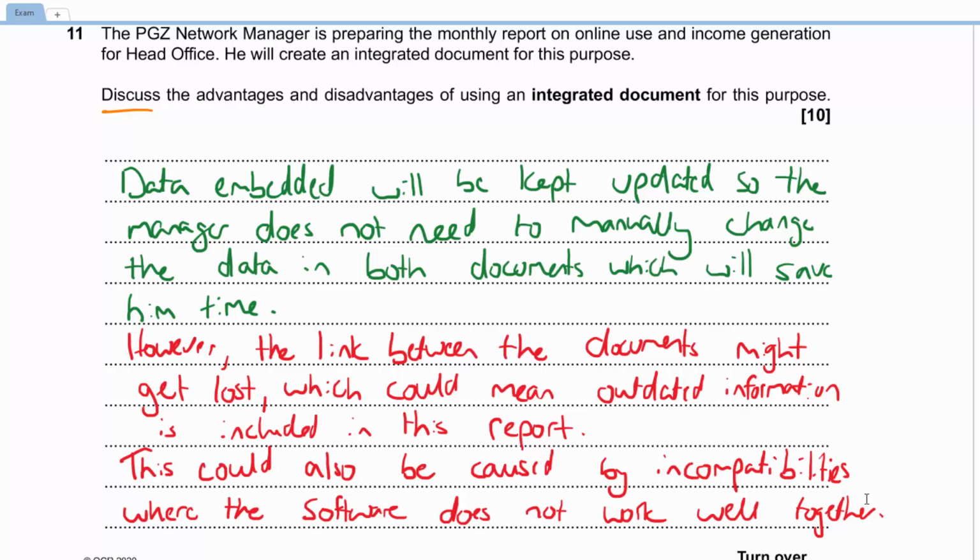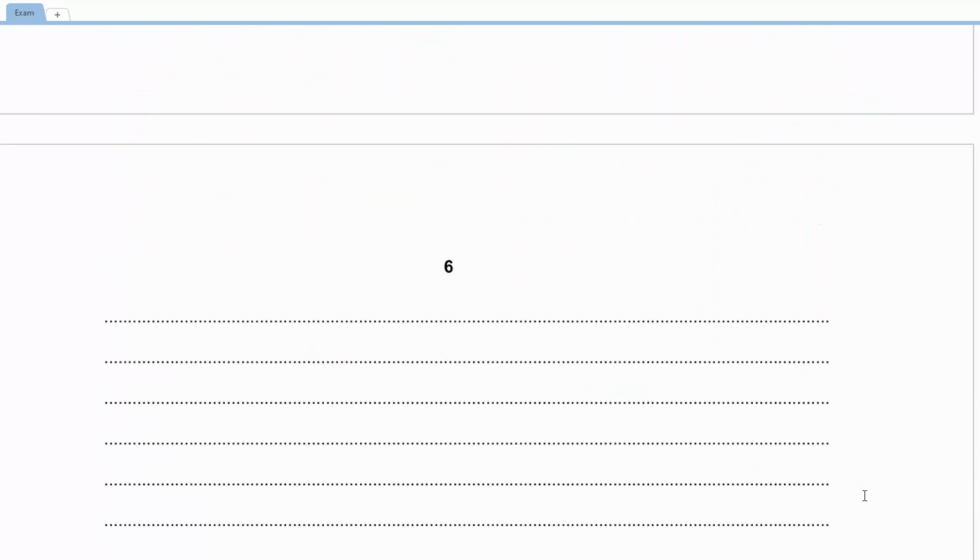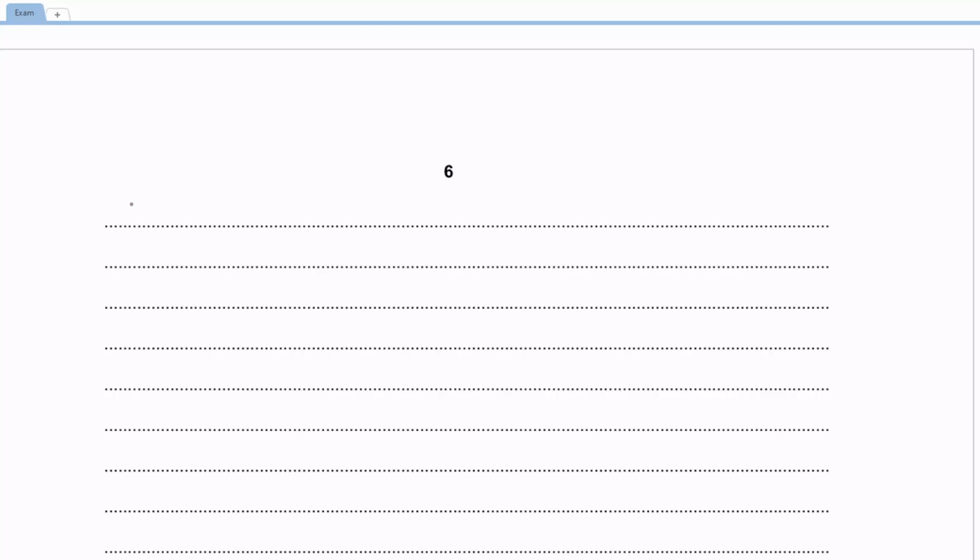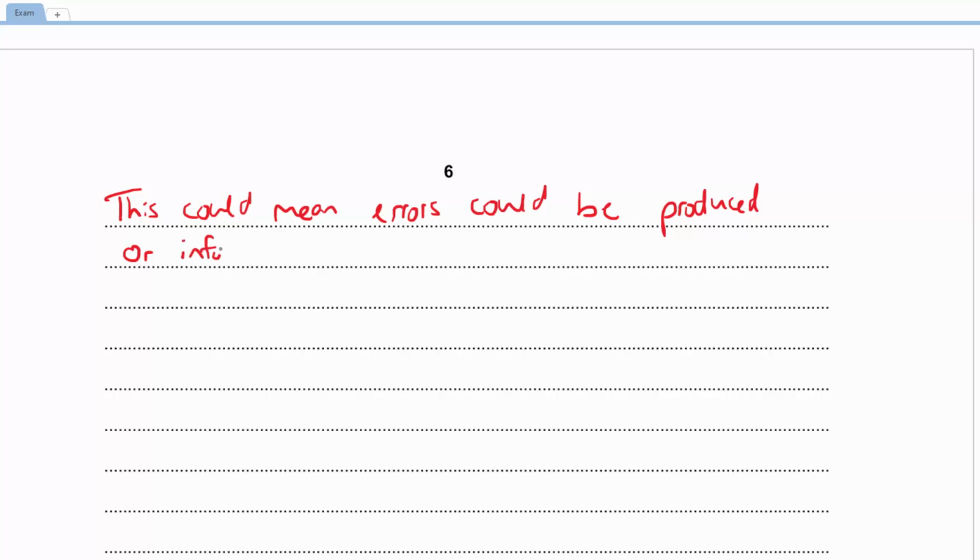Okay, so that's us stating our point. We must now explain what effect this might have on our network manager. So we can say this could mean errors could be produced, or also potentially this connection might be an issue, so maybe the information is not live, or information is not shown live, which kind of defeats the point of doing it really.